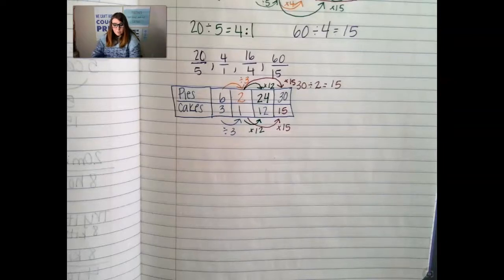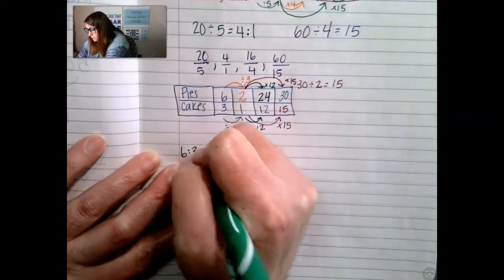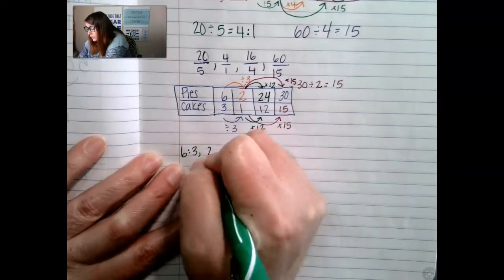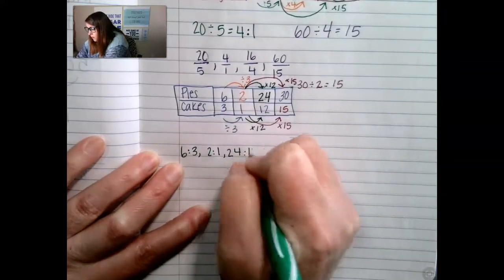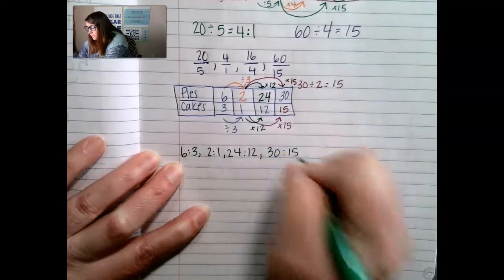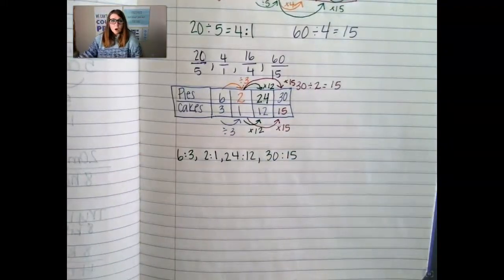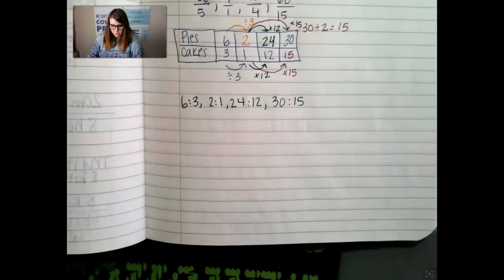All right, so my equivalent ratios from this table, when I pull out the ratios in the table, I have 6 to 3, I have 2 to 1, I have 24 to 12, and I have 30 to 15. Those are my ratios.